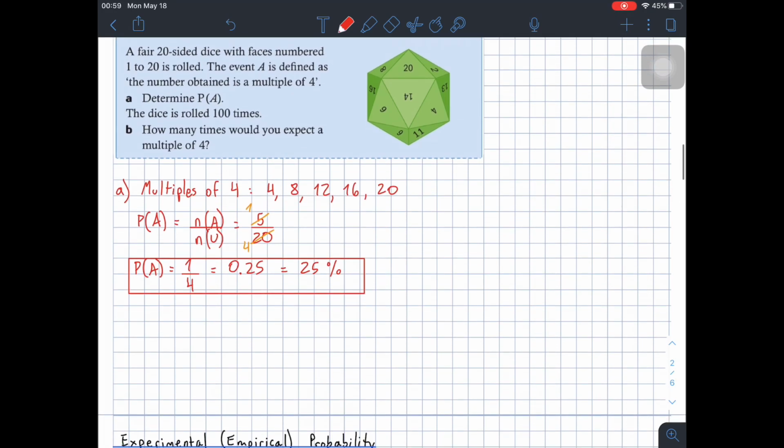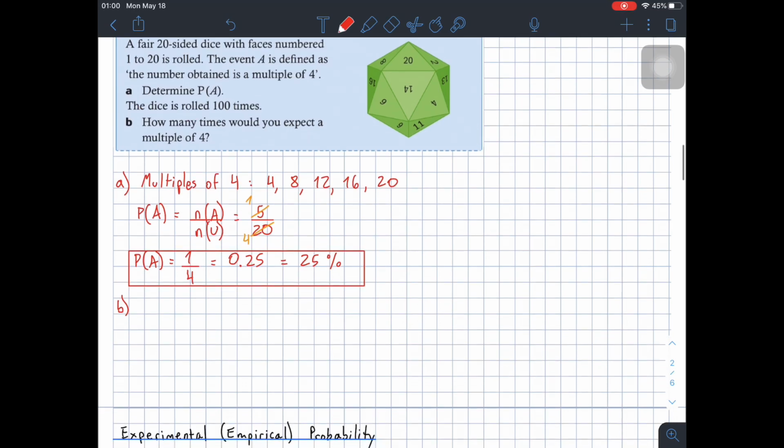Okay, then we have part B. It says the dice is rolled 100 times. How many times would you expect a multiple of 4? So if I roll the dice 100 times and I know that the probability of obtaining a multiple of 4 is 1/4, then out of the 100 times that I throw the dice, how many would I expect to obtain a multiple of 4? It's the number of times I roll the dice times the probability, which is 1/4, right?